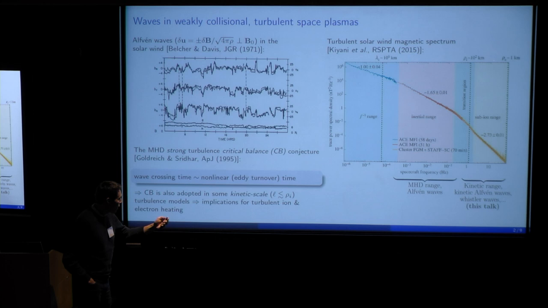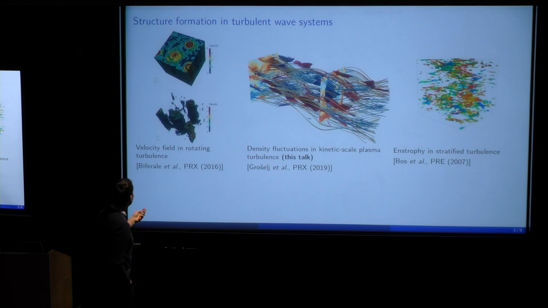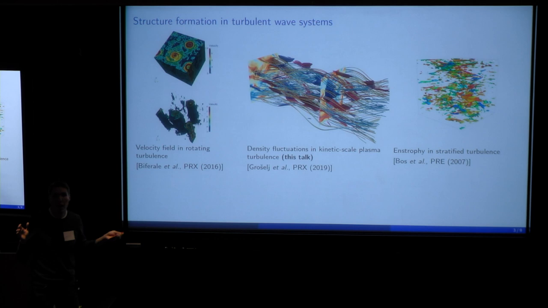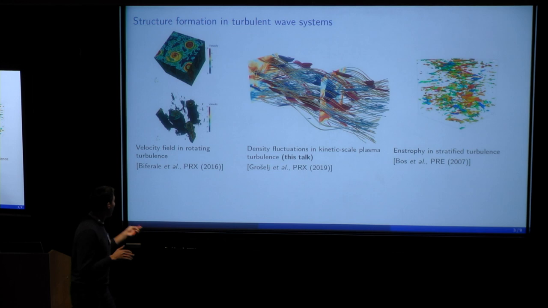So, so much for waves. Now, going to structures. Quite generally, in a variety of turbulent systems, almost any turbulence, it doesn't have to be a turbulent wave system, we see structures forming. And here in particular, I give two examples of structure formation in a turbulent wave system.